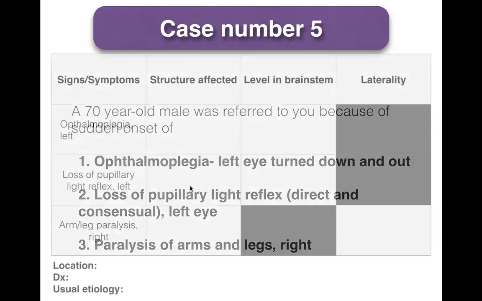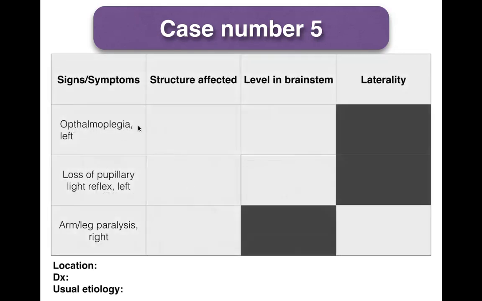Let's tabulate again. There's ophthalmoplegia, the eyes are turned down and out. That means that there is predominance of the lateral rectus and superior oblique. This indicates that cranial nerve number 3 is not functioning. Loss of pupillary light reflex has two components, number 3 and number 2. Most likely in this case, it's actually number 3 that is affected.